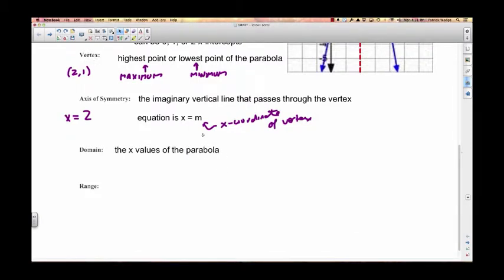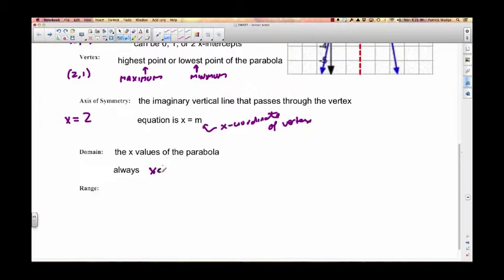So domain is the x values of the parabola, and you can write it in 2 ways. You could say x is an element of all real numbers. Remember we wrote it like that before? Or you could write the other method, which is from negative infinity all the way up to infinity.